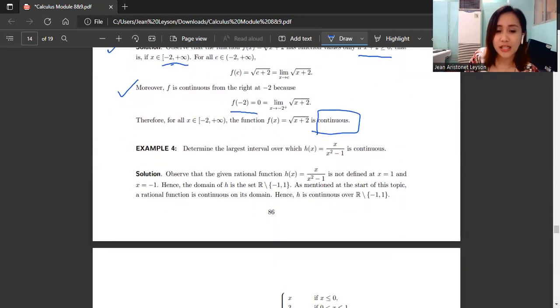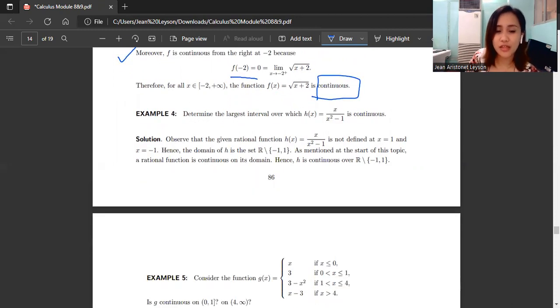Example 4, determine the largest interval over which h of x equals x over x squared minus 1 is continuous. So observe that the given rational function is not defined at x is equal to 1 and x is equal to -1. So it will not be defined on those certain points, because if x is 1, our function will be undefined. If x is equal to -1, our function will still be undefined. So hence, the domain of the function h is the set of real numbers excluding -1 and 1.